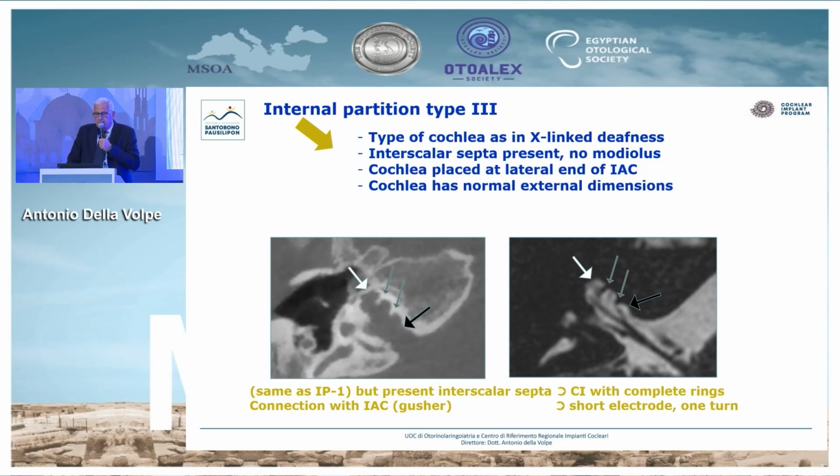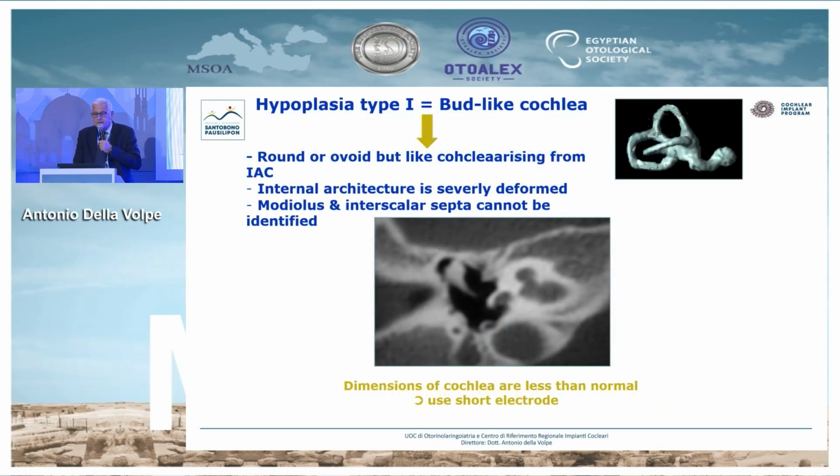You can use a cochlear implant with complete wings. In this case you can also have a gusher. Also in this case you have to use a special kind of electrode, just a cork electrode, that we use to seal the cochleostomy to avoid the gusher after the surgery.